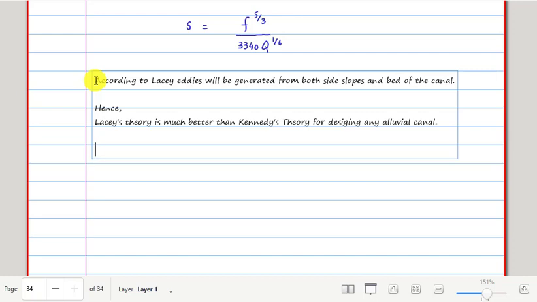And if you are asked to find out, because in this theory Lacey has considered the silt concentration, right? So if someone asks us to find out the normal scouring depth, okay, then we got two formulas, one for normal canal to find out the scouring depth, one is for wide canals.